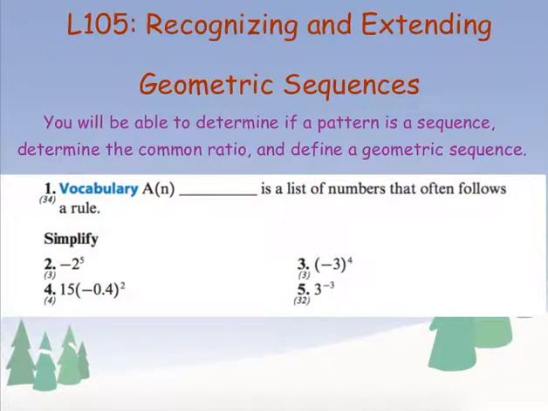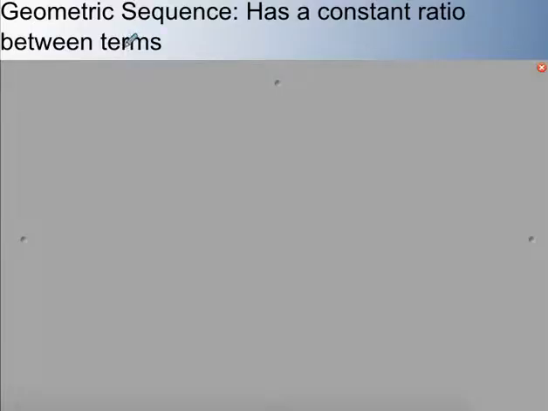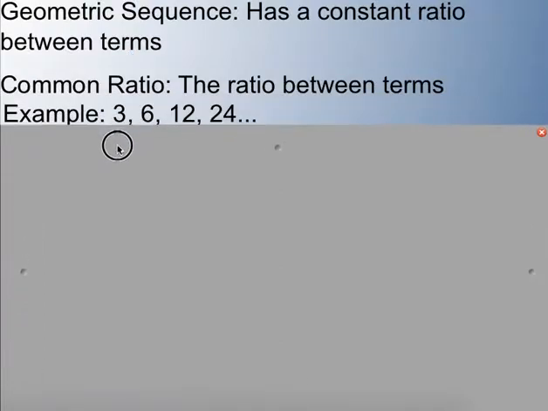Algebra 1, Lesson 105, we are looking at geometric sequences, being able to recognize them, extend them, and also create formulas for them. A geometric sequence has a constant ratio between the terms. A common ratio is something like 3, 6, 12, 24, where from 3 to 6 we multiply by 2, 6 to 12 we multiply by 2, times 2, times 2, times 2.